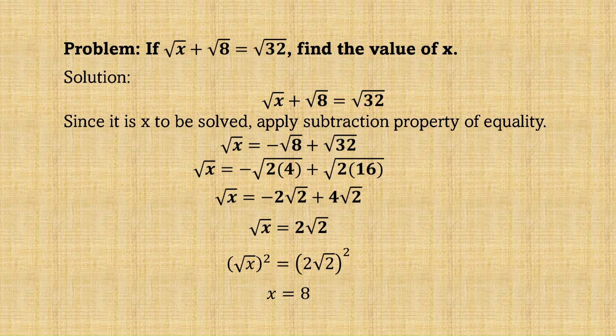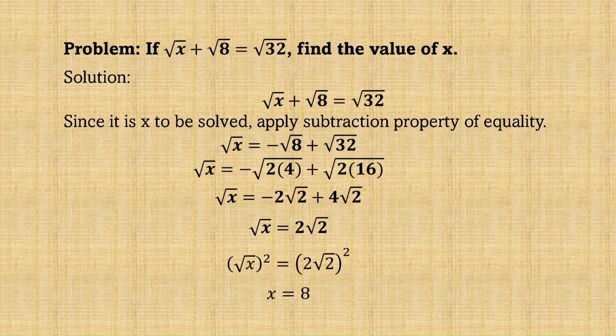Solution: since it is the value of x that we are after, apply the subtraction property of equality to have all the numericals placed at the right side of the equation. Since 8 has a factor of 4 that is a perfect square and 32 has a factor of 16 that is a perfect square, we get the square root of x equals negative 2 times the square root of 2 plus 4 times the square root of 2.